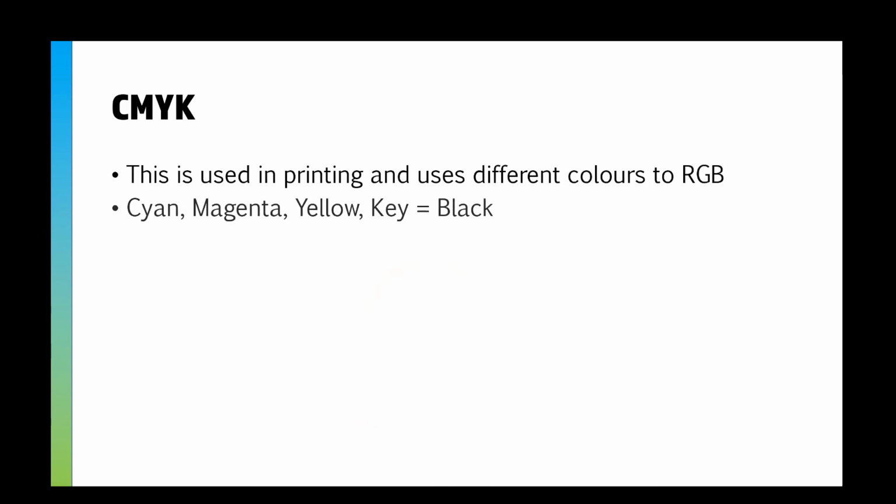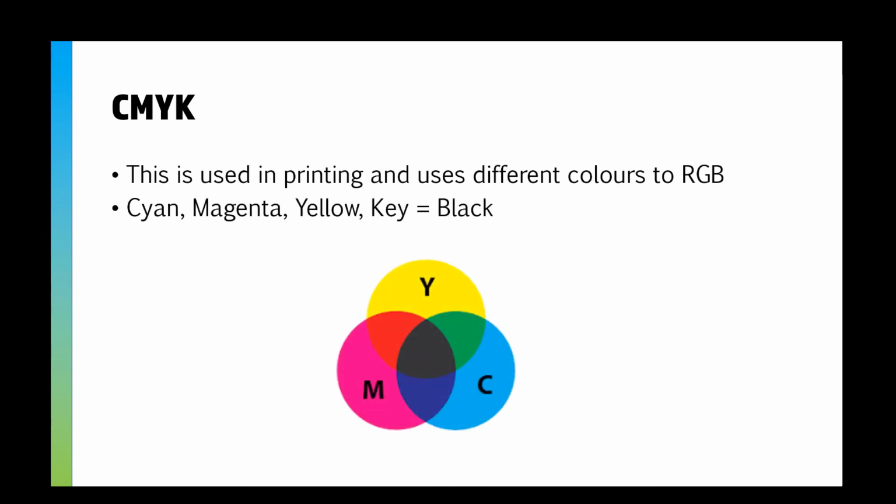Now for print, we use CMYK. So this is cyan, magenta, yellow and key means black, and when you add all of them together, that makes black. So you see we've got this little Venn diagram there. So that is used for printing.